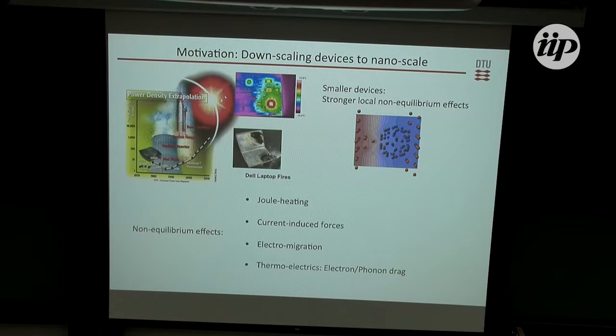And we'd like to describe what goes on here from a physics point of view. So of course we'd like to look at the Joule heating, but I'm also going to focus a lot on current-induced forces on the atoms, how the current will change the motion of the atoms. Eventually this leads to the effect of electromigration, where the current will make the atoms move in the system, and which eventually can make things break down. It's an important effect.